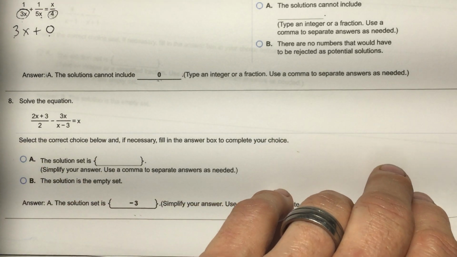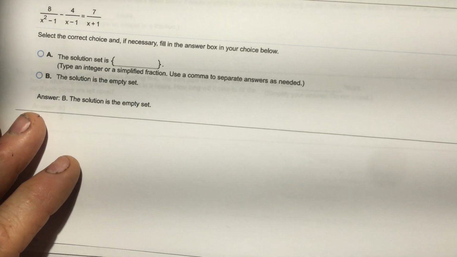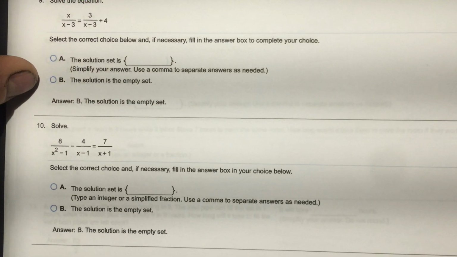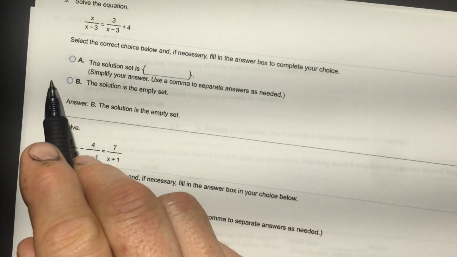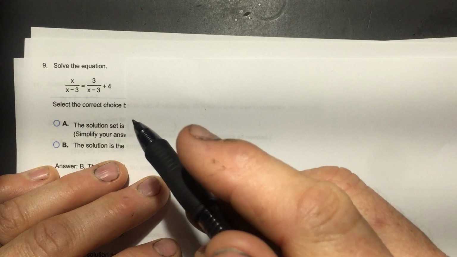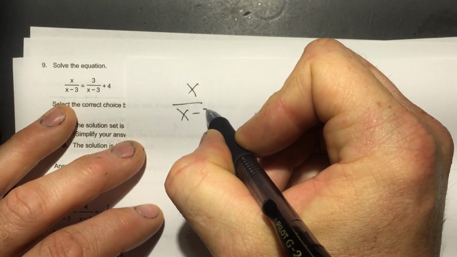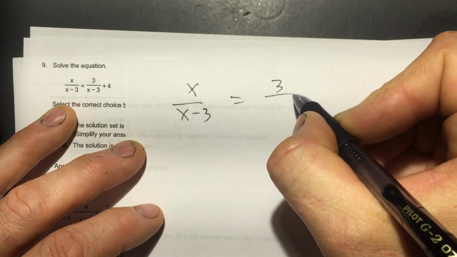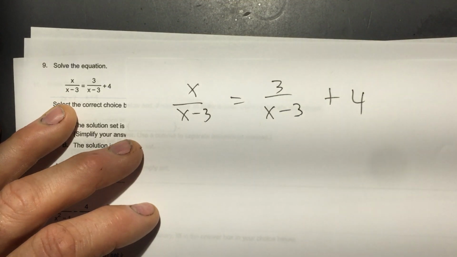All right. Let's do another one. Solve this equation here. Now this one, in the denominators, they're the same. So this may be a little bit easier because it just has the same denominator. So, all right, first of all now, well, I'll write it out. X minus 3 equals 3 over x minus 3 plus 4.